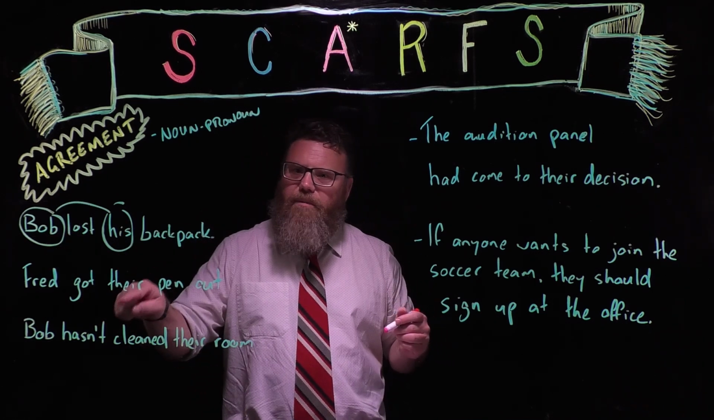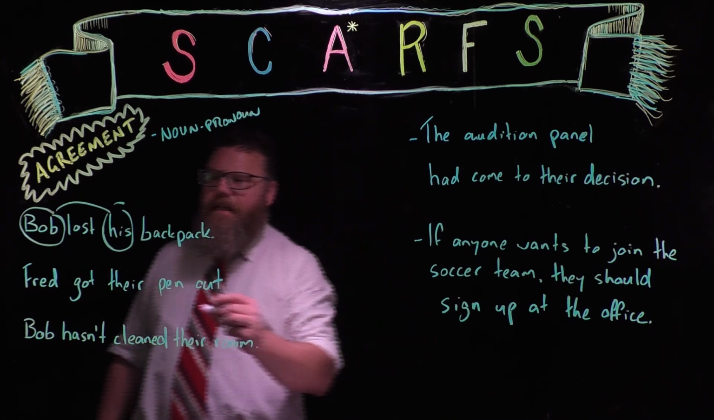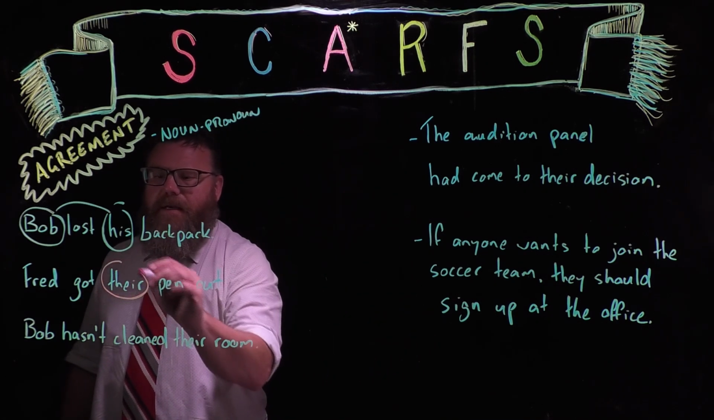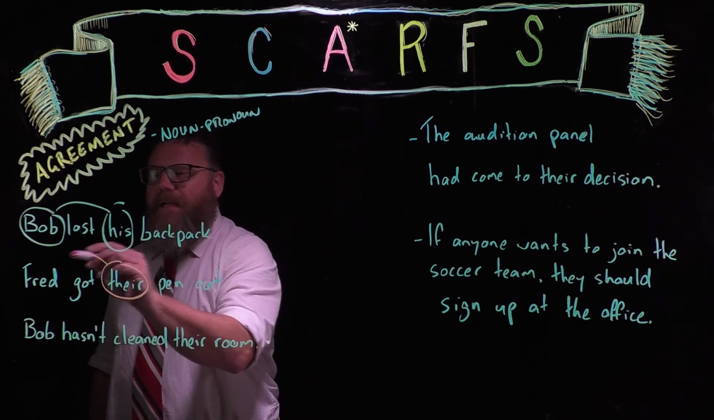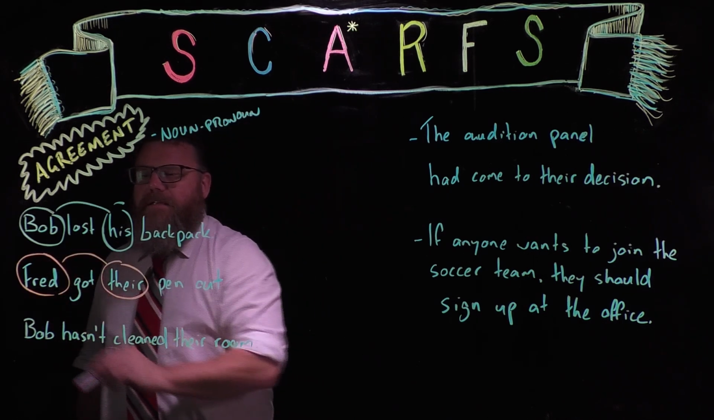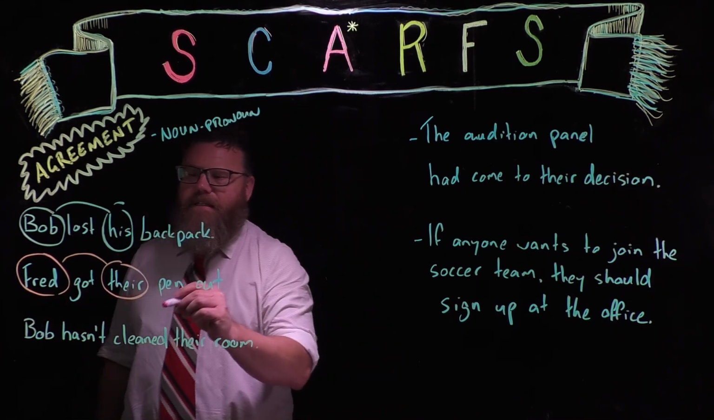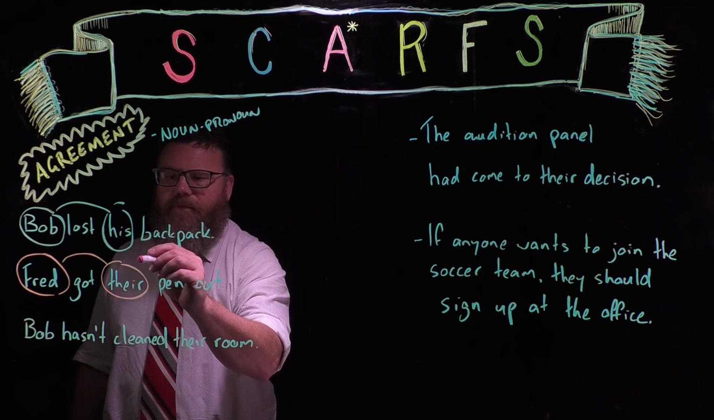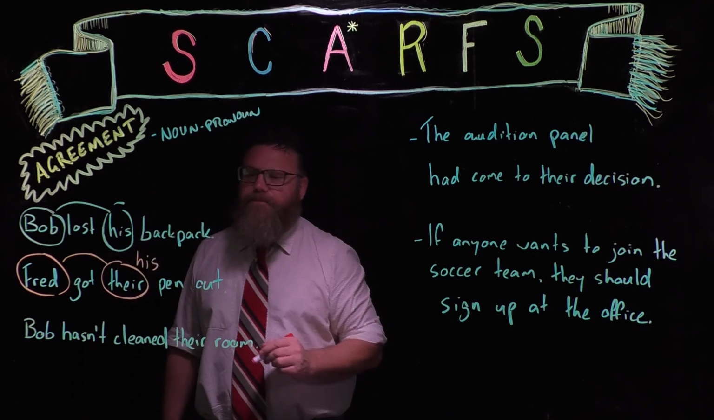In this next example, there's a lack of agreement. Fred got their pen out. Okay? Here's our possessive pronoun. Whose pen? Their pen. But the their is referring back to Fred. Okay? So in this case it's incorrect. Fred is singular, so it needs to be singular. We know that Fred is a boy, so we put his. Fred got his pen out.